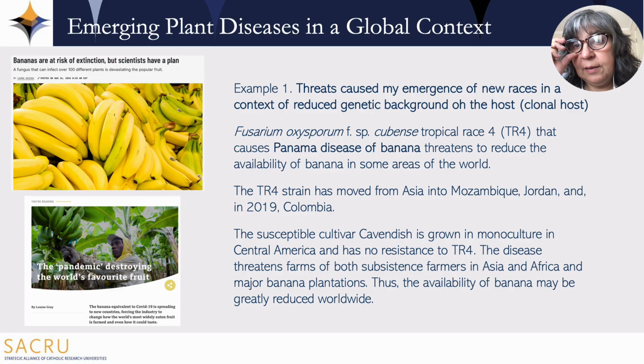Therefore, the availability of banana may be greatly reduced in the following years. So there are many strategies going on at this moment. People are looking for genetic improvement of banana by traditional breeding and also by using biotechnology tools, which usually give solutions in a long-term process. They may have some advantages, but for now, it is still a threat. This Fusarium oxysporum race 4 is a threat to the banana production.